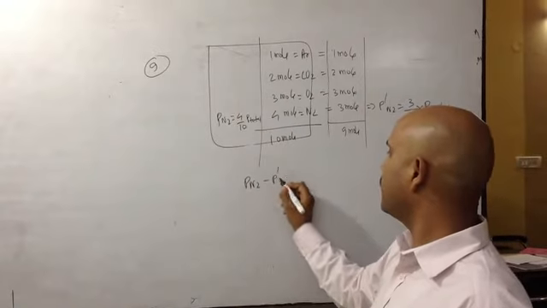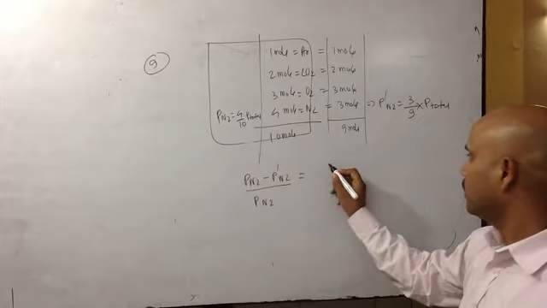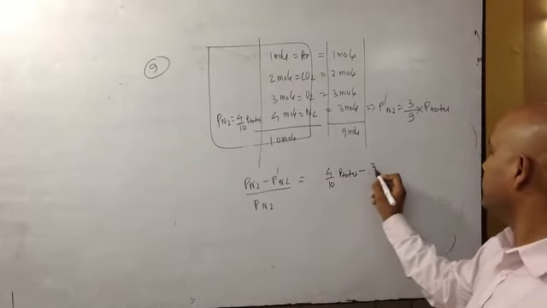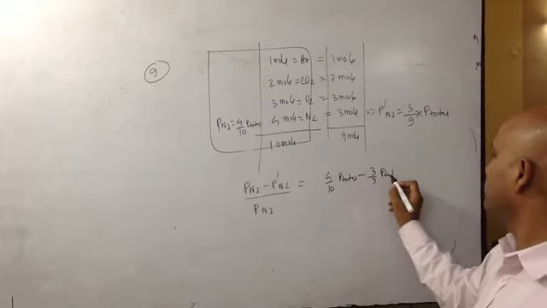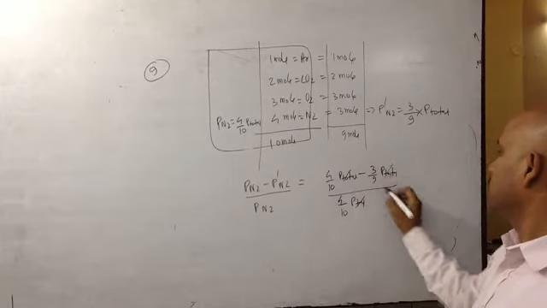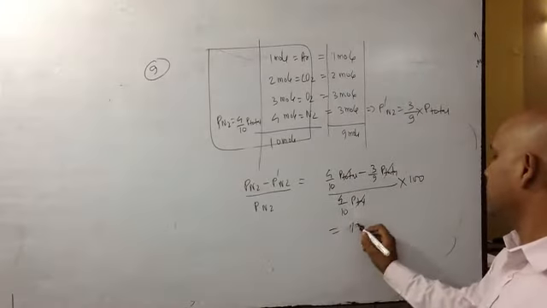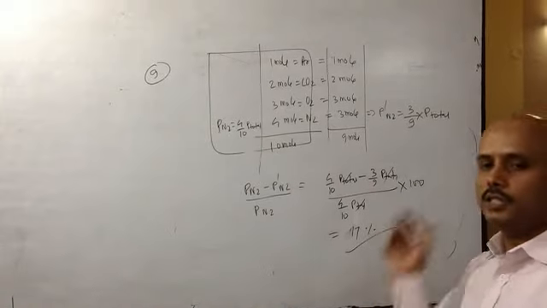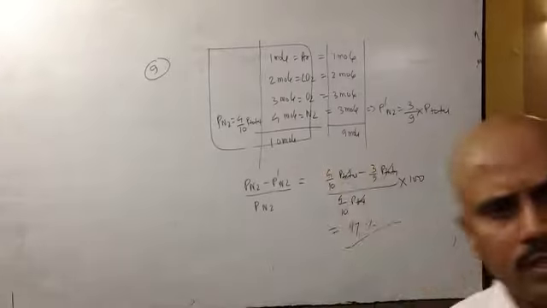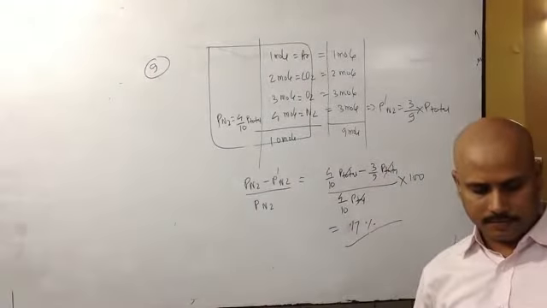PN2 minus P dash N2 upon PN2 will be 4 by 10 of P total minus 3 by 9 of P total upon 4 by 10 of P total. When you multiply by 100 and solve it, you will find it is approximately 17%. Therefore, the change in the partial pressure is 17%. There are so many shortcut tricks for this, but right now I can't discuss.